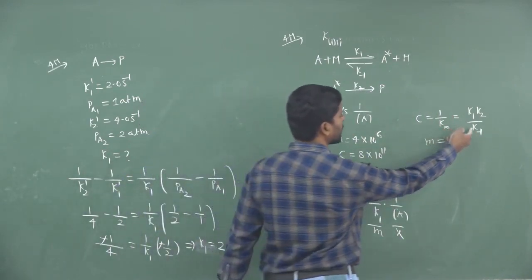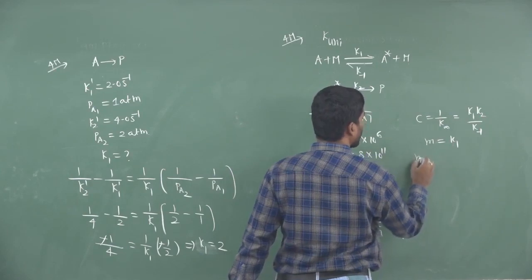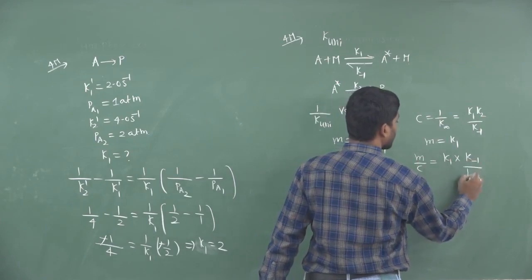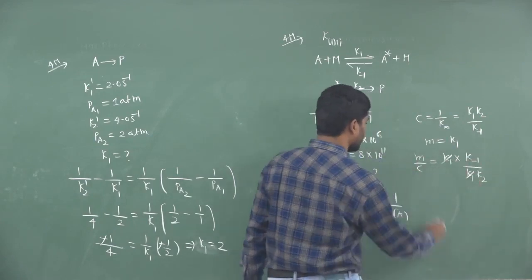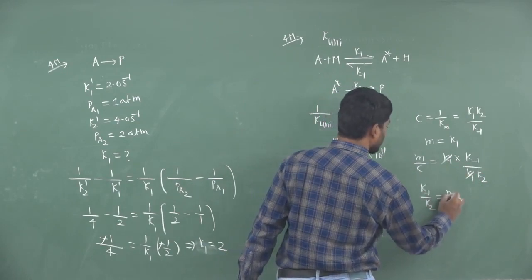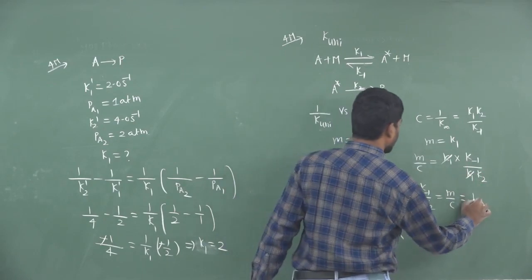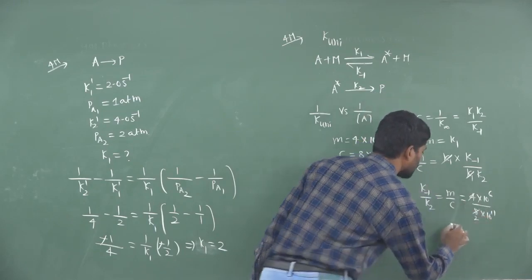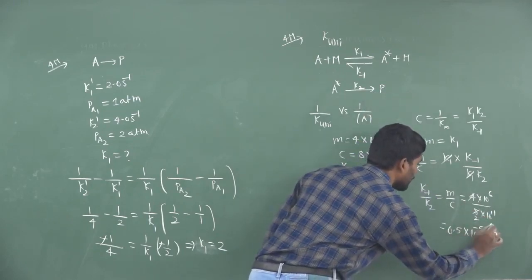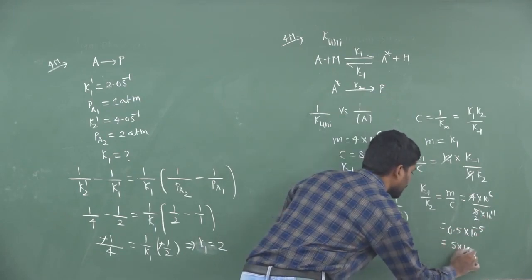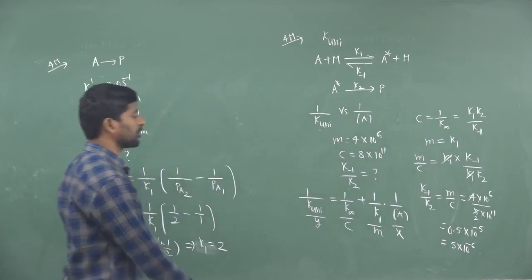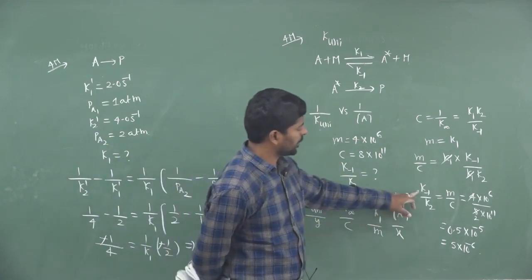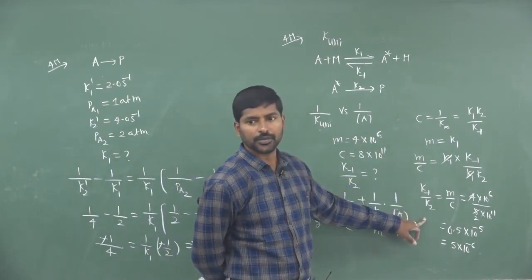How to get K minus 1 by K2? We want K minus 1 in the numerator, so that means slope by intercept. Slope is 1 by K1, intercept is K minus 1 by K1 K2. K1 gets cancelled, so K minus 1 by K2 is slope by intercept. Slope is 4 into 10 power 6, intercept is 8 into 10 power 11, giving 5 into 10 power minus 6. That is the value of K minus 1 by K2, the ratio of rate constant for deactivation step to rate constant for product formation step.